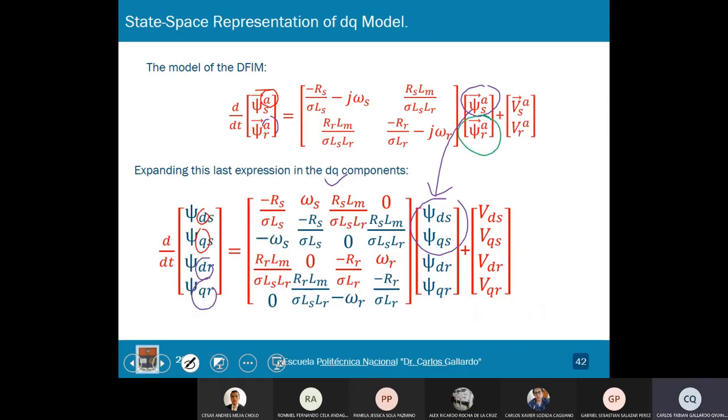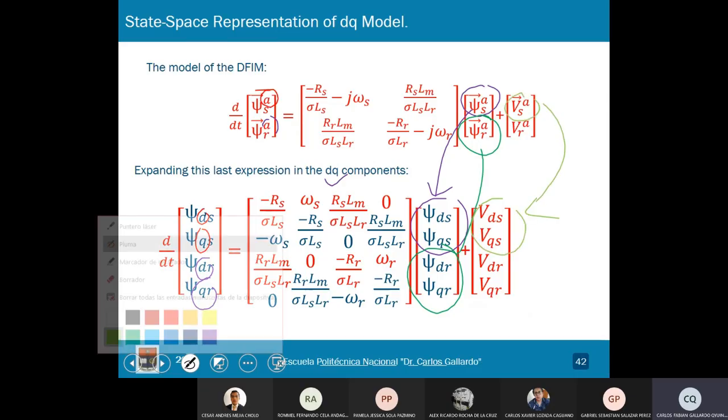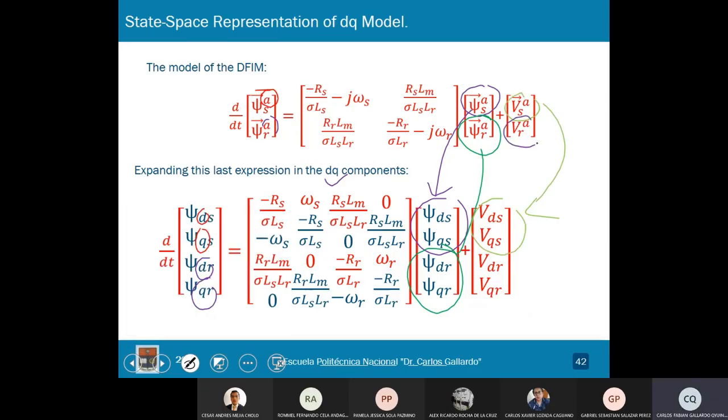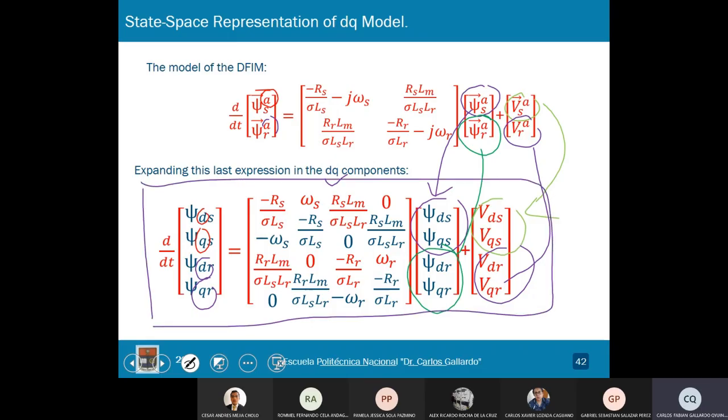I will have here the rotor flux space vector, splitting up, expanding the terms. I will have it in the DQ coordinates. And finally, the same for the voltages, splitting up into components. So finally, this is the state space representation of the DQ model using the fluxes. But it's possible to have the currents too.